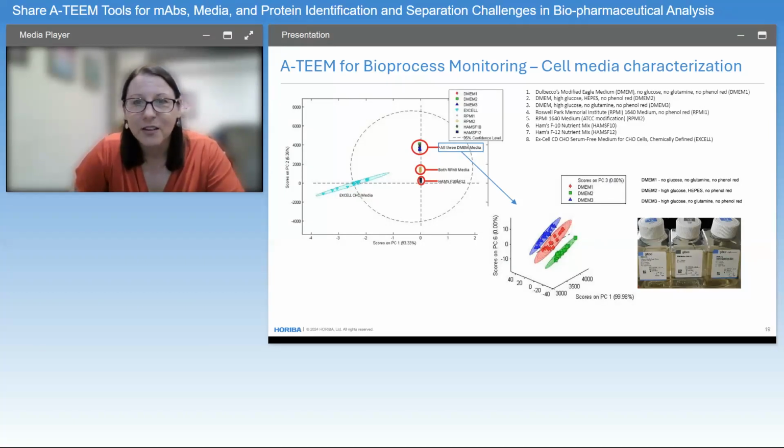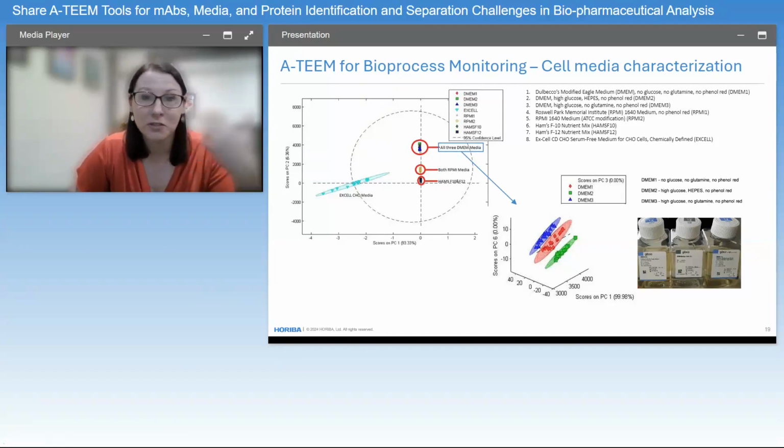So this is the score plots for the PCA to show different batches from the same manufacturer. You can see how they vary slightly as well. So you can make decisions on what to start with your process based on your cell media.